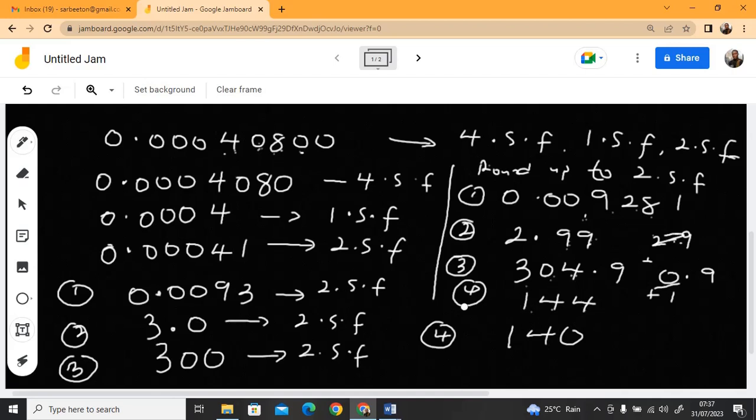I hope you understand how these significant figures work. I'm going to attach this note to this lesson so you'll be able to understand. So let's move on to percentage error.